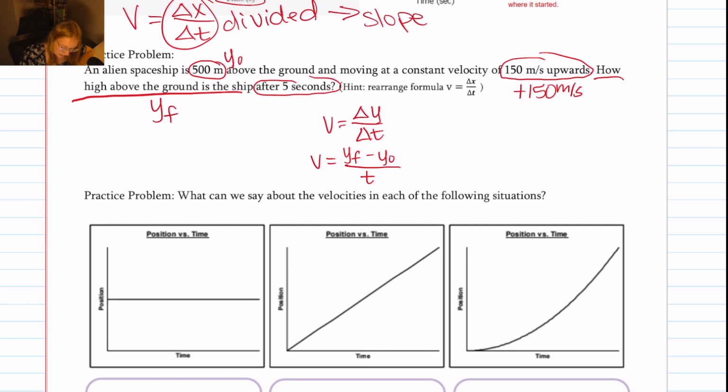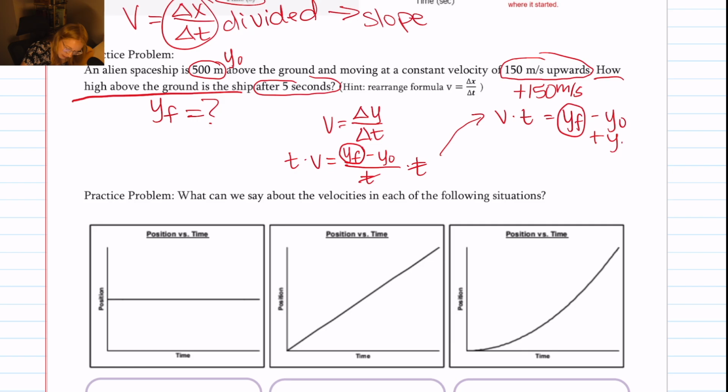Now that I have all my variables, let me go ahead and rearrange. In this problem, yf is the question, so let's rearrange for yf. Let's take care of the divided by t. If we're dividing by t, multiply by t on both sides. So we have v times t equals yf minus y0. And last step, again, we're trying to isolate yf. If we're subtracting y naught, we're going to add y naught to both sides. And so my final equation is v times t plus y naught, and that should give me yf.